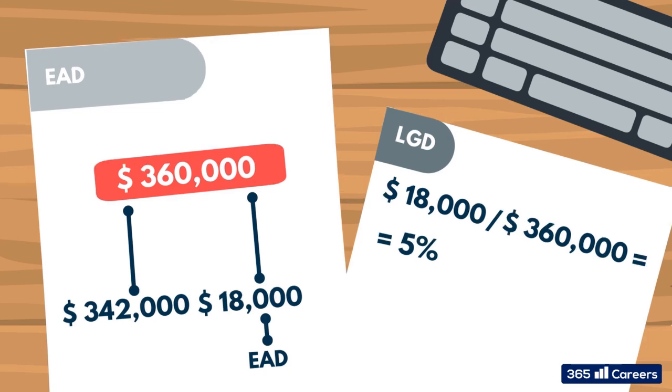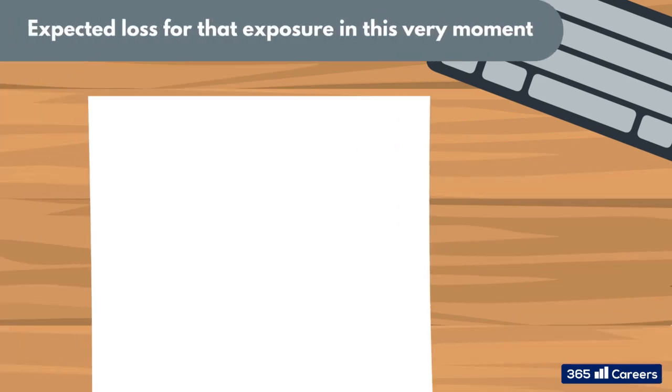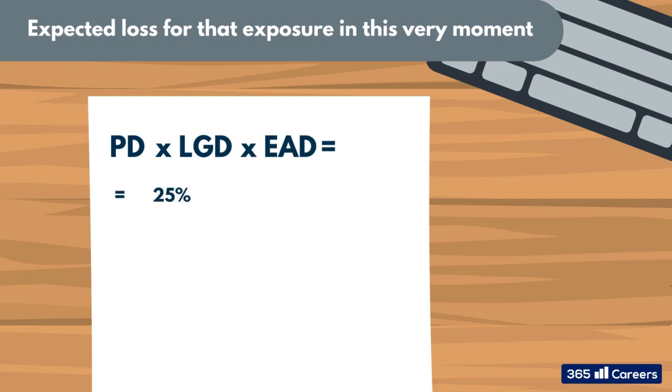If the bank had to calculate its expected loss for that exposure in this very moment, it would be as follows: PD multiplied by LGD multiplied by EAD. This equals 25% multiplied by 5% multiplied by $360,000, or $4,500.